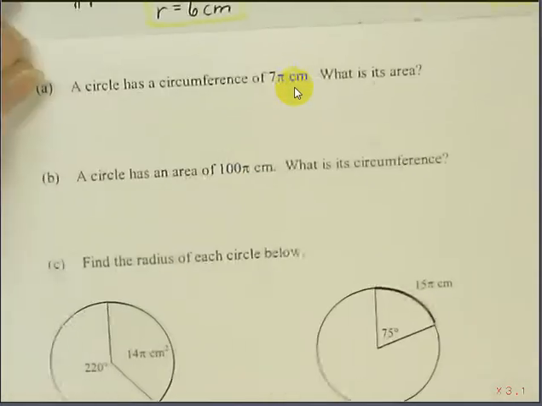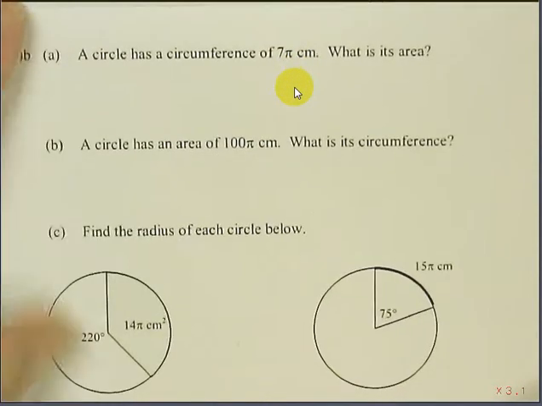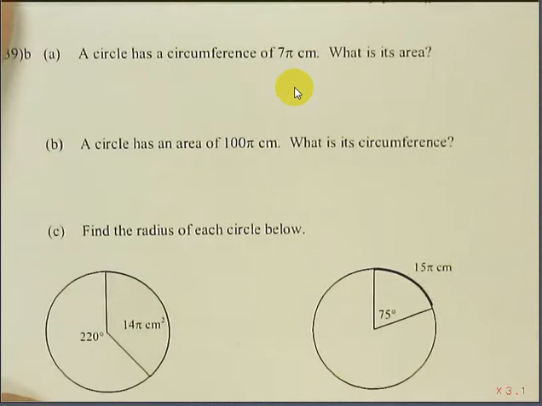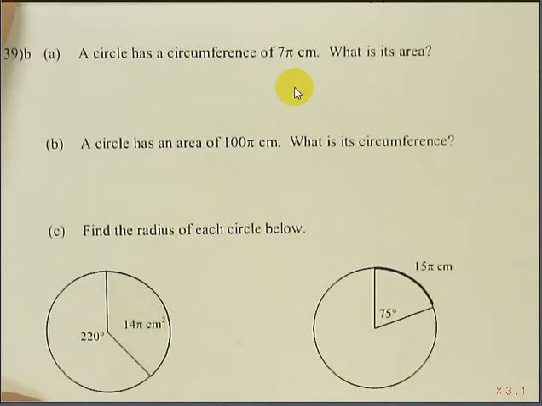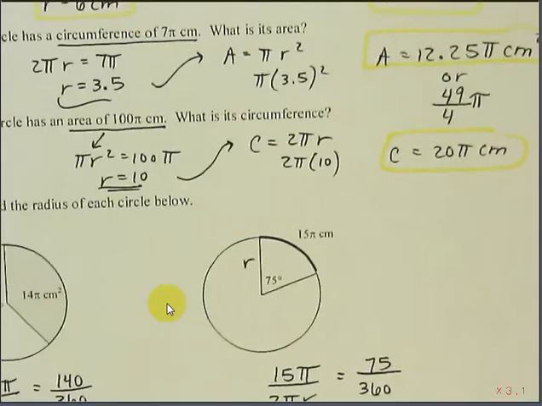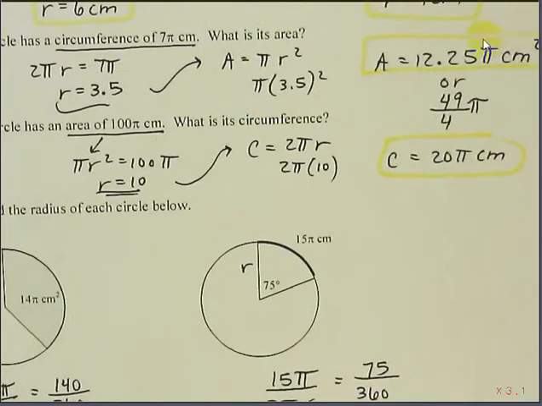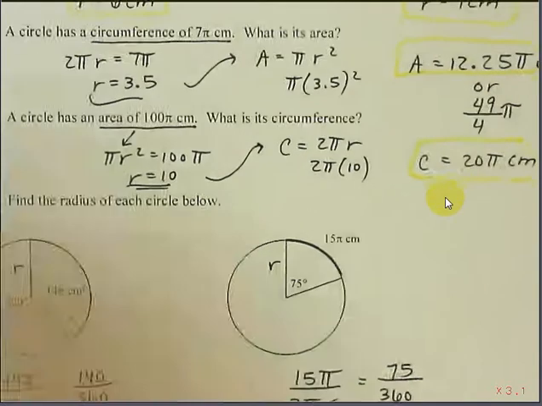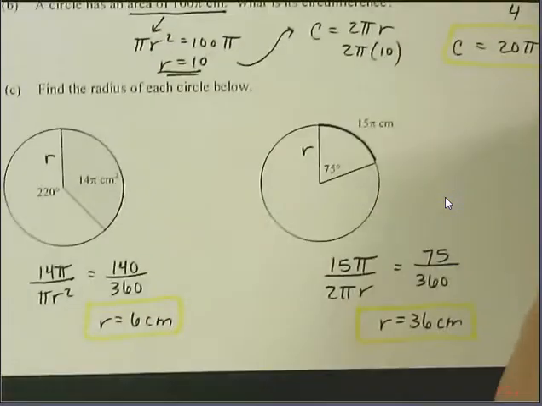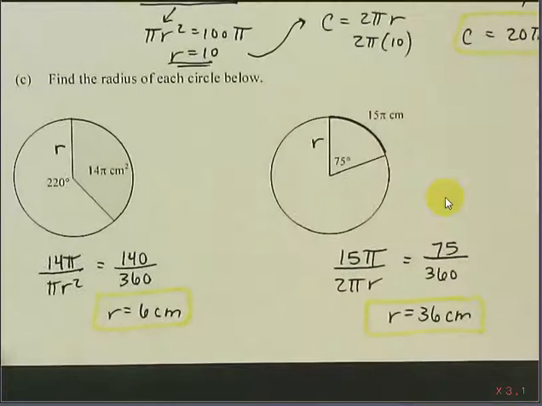So there's a few problems here for you to try. Pause the video and try A, B, and C. And check your solutions. A is either a decimal or a fraction, either way. B is 20 pi. And C, we have 6 centimeters and 36 centimeters.